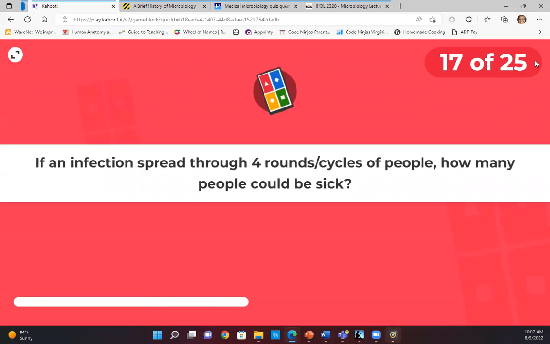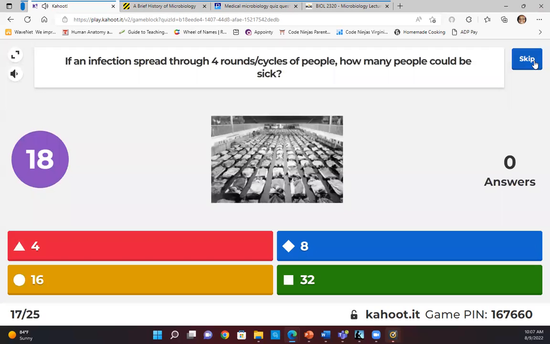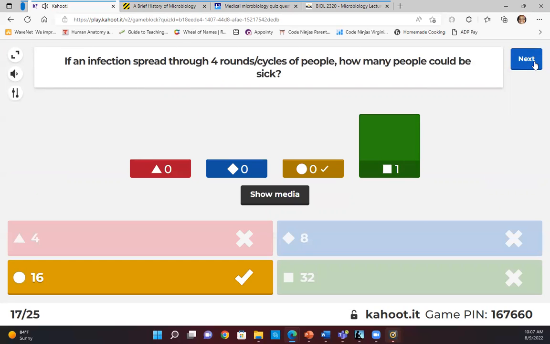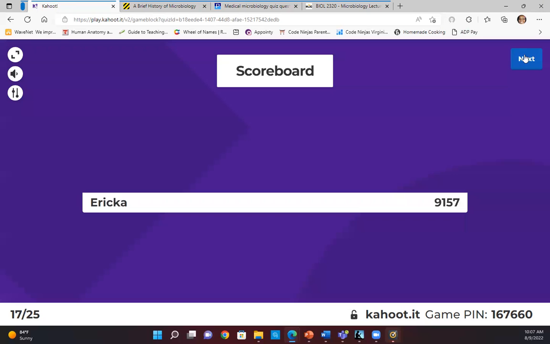Question 17. If an infection spread through 4 rounds of people, how many people can get sick? And this is a math question. Okay, that is correct. So yes, 16. Okay, 16 people could get sick.